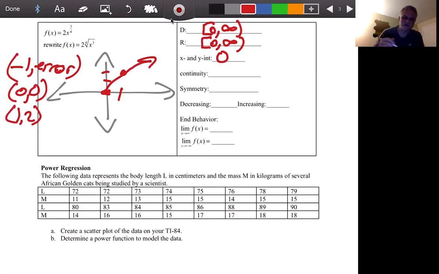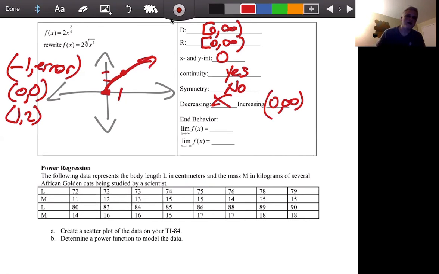Does it have continuity? Sure. Once I start drawing, I don't have to pick my pencil up to finish. So yes, it does have continuity. Is it symmetric to anything? Nope. There is no x symmetry, y-axis symmetry, or origin symmetry. When is it decreasing? Well, this thing is never going down. It's always increasing, so never decreasing. And when is it increasing? It's always increasing, 0 to infinity.